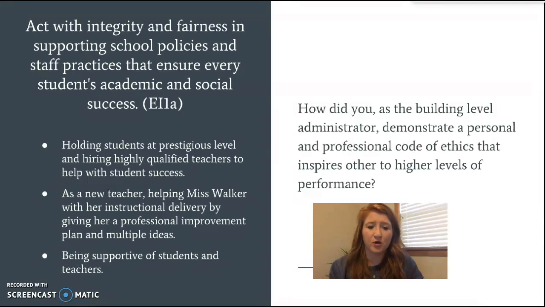And then being supportive of the students and the teachers. We want to challenge them. We want to give them rigorous information in classes so that they can succeed academically, but we also want to make sure we're getting the information across with good instructional delivery.